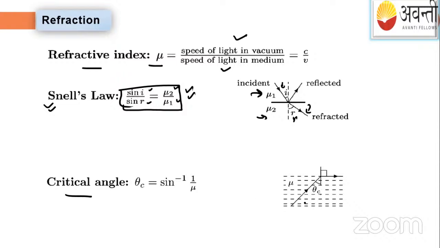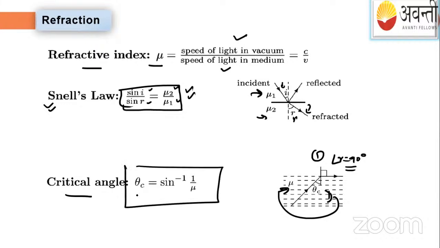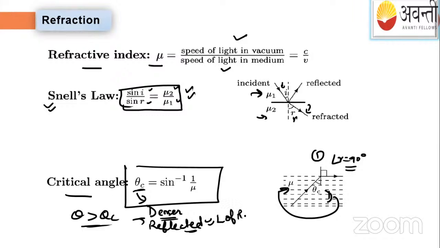The critical angle was this: if you send a light ray from a denser medium having refractive index mu into air, a rarer medium, and the angle of refraction is 90 degrees, so that the light grazes the surface, then such an angle of incidence in the denser medium is the critical angle. If you increase the angle beyond the critical angle, all the light rays get reflected in the same denser medium. So the laws of reflection are valid here.